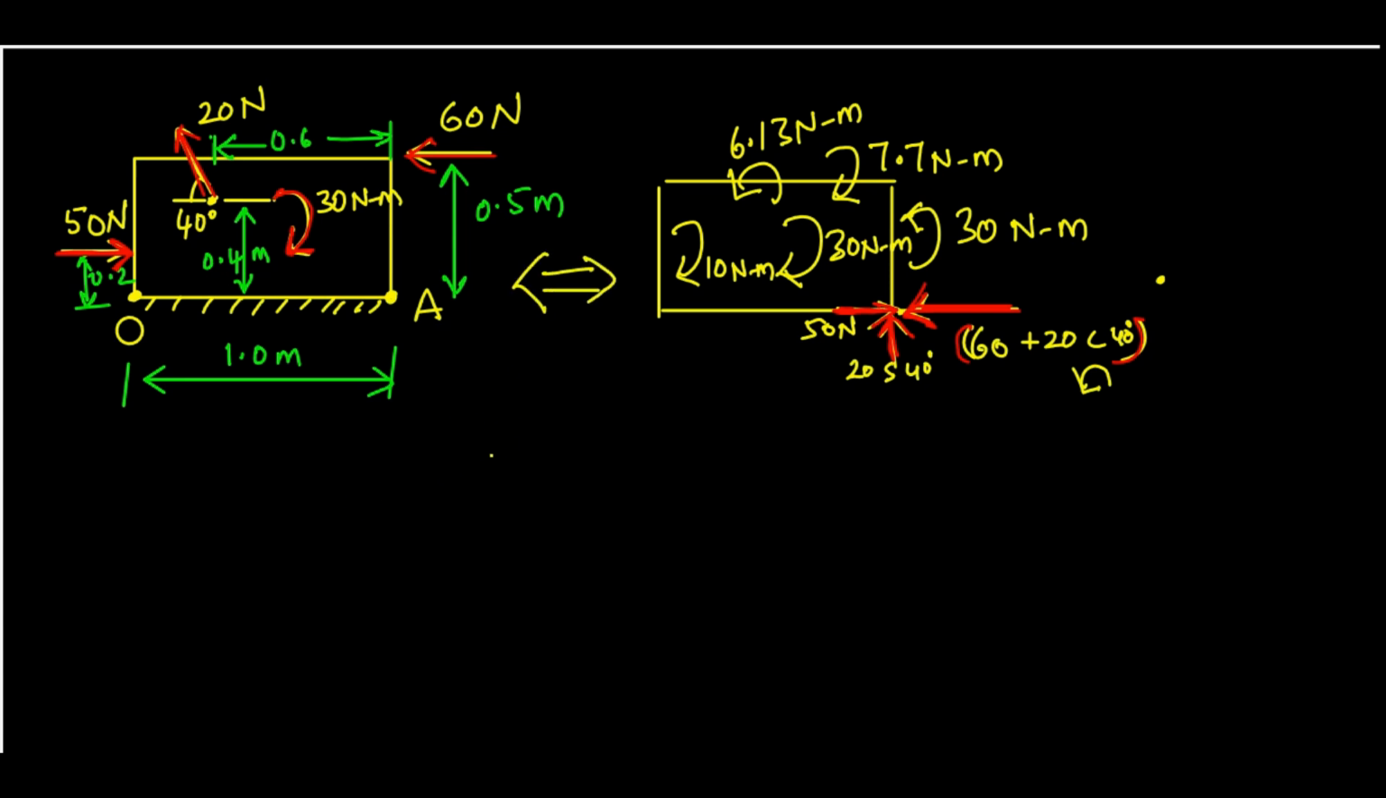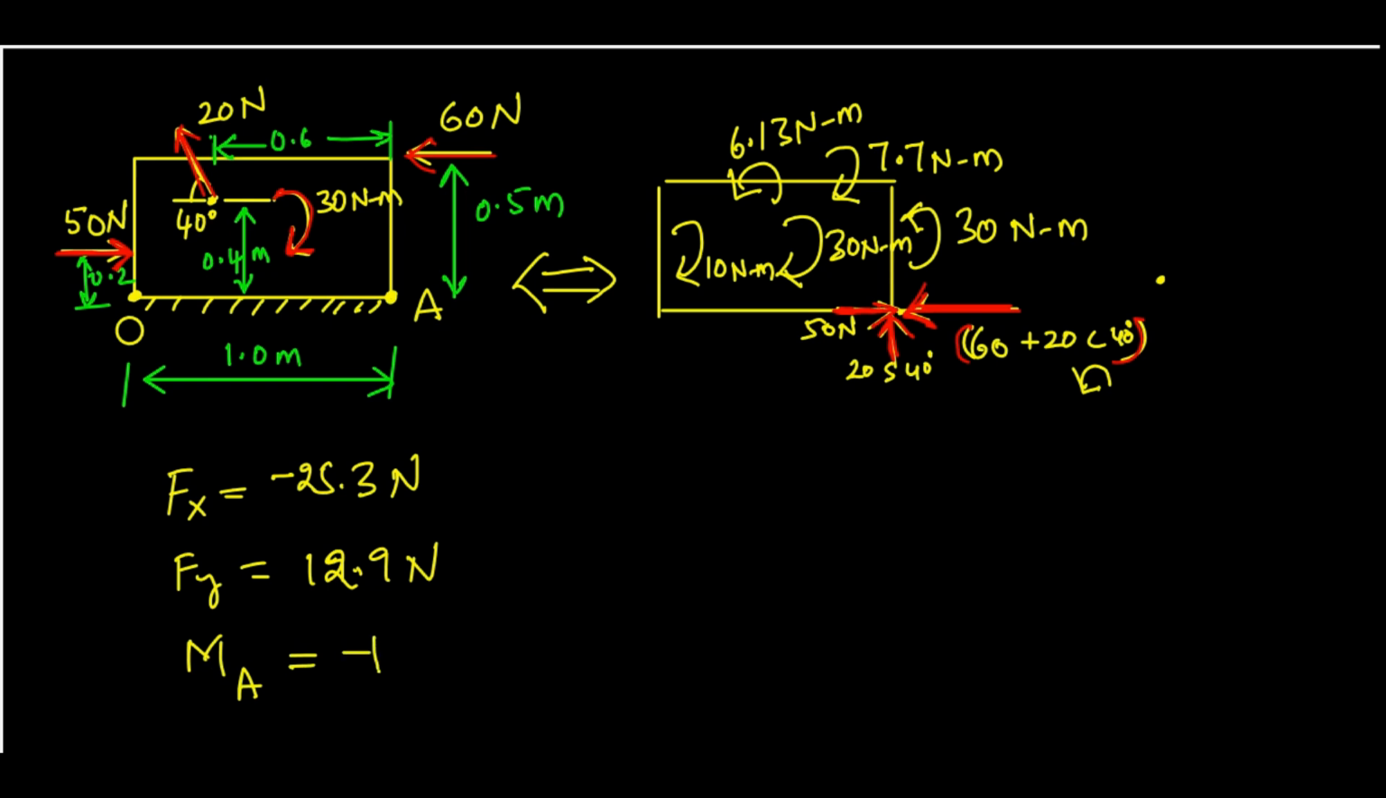So now these two are equivalent, right? The total moment we computed earlier for this system: Fx is minus 25.3 newtons, Fy is 12.9 newtons, moment about A is minus 11.6 newton meters. Now let us look at what the total force is here.